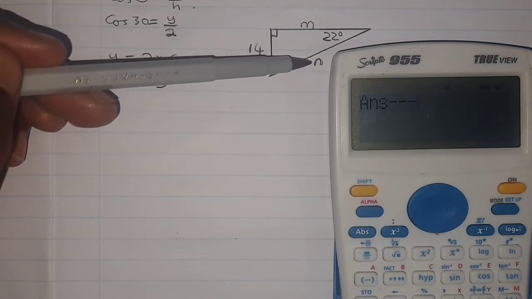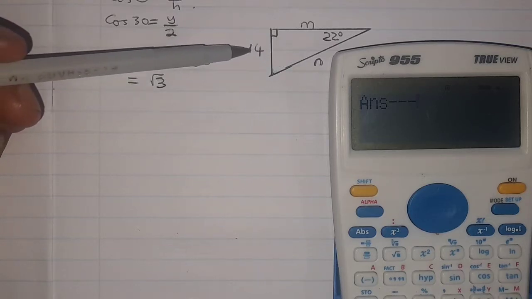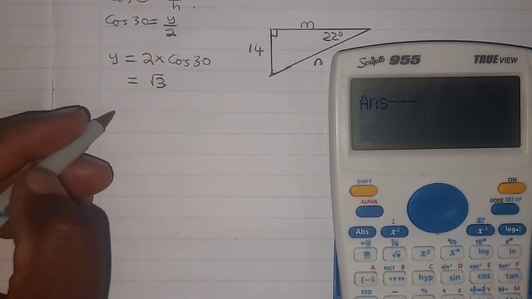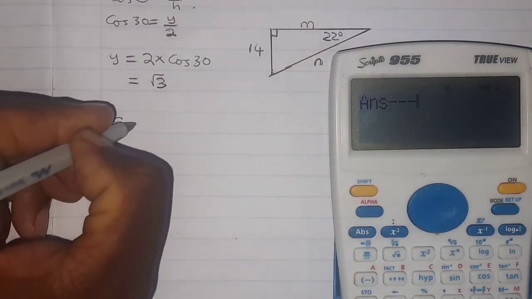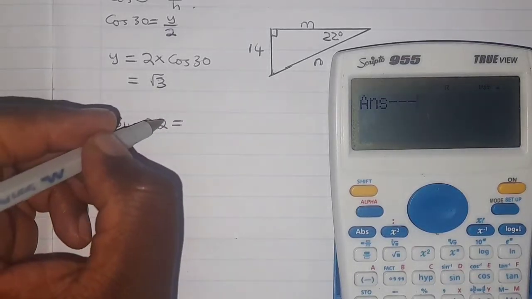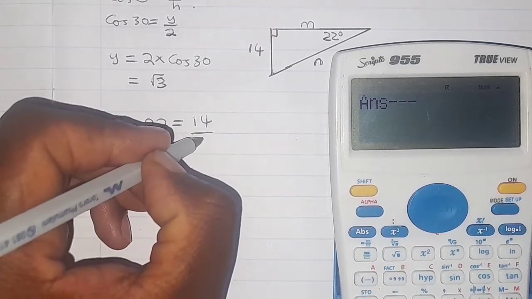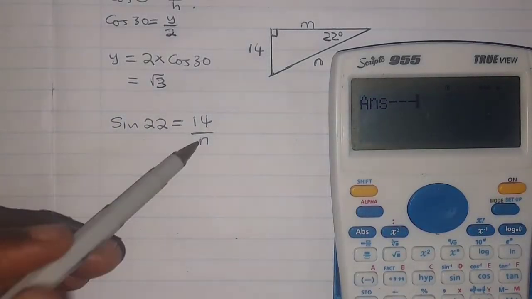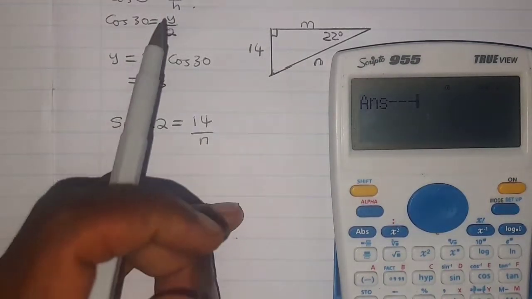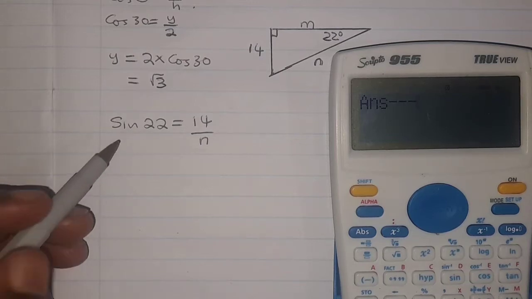N is the hypotenuse of this triangle, so we want the ratio which includes opposite and hypotenuse, that is sine. So in this case, we are going to write sine 22 degrees is equal to, our opposite is 14 units, divided by N. Now, we want this N. How do we do that? I believe you have already looked at how to solve basic equations.